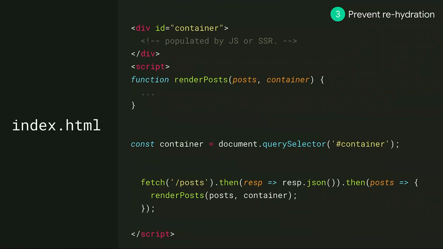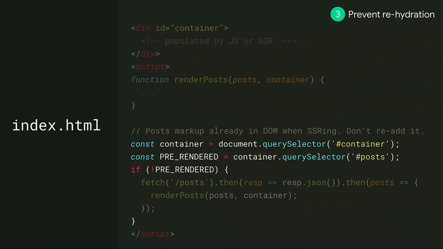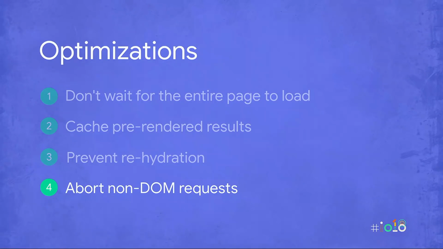We're doing that twice. So the way I dealt with this was basically just look for this element that gets server-side rendered. I check and see if that post container gets added to the DOM. And if it's there at page load, I know that I've been server-side rendered, and I don't have to go through the hassle of fetching the posts and re-rendering them again. So that's another optimization you can do.